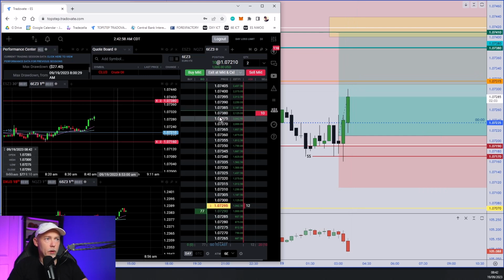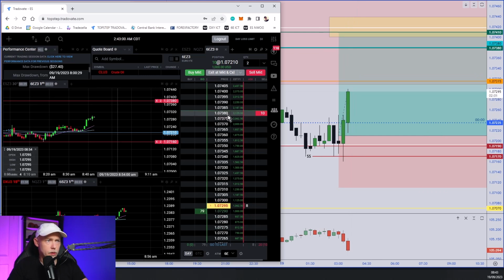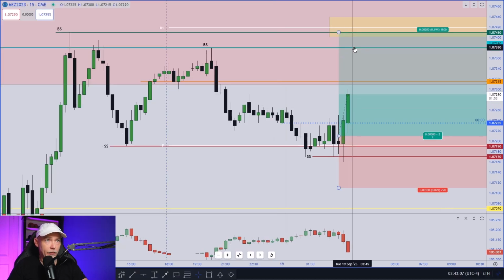1.07380, 10 contracts. That would net $2,125 if we're to get to that level there on this trade. It is live market data that we're looking at here at the moment. This is a live chart.